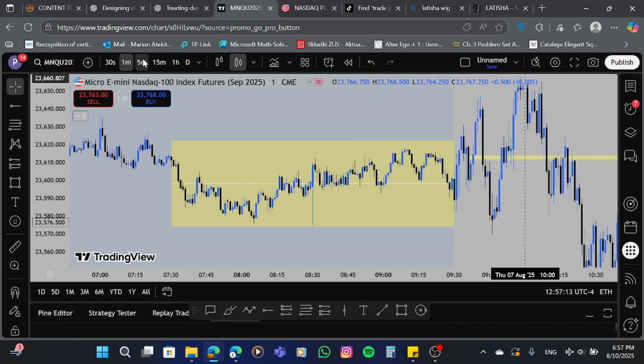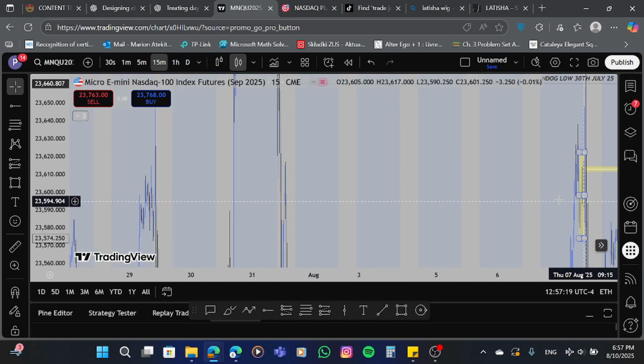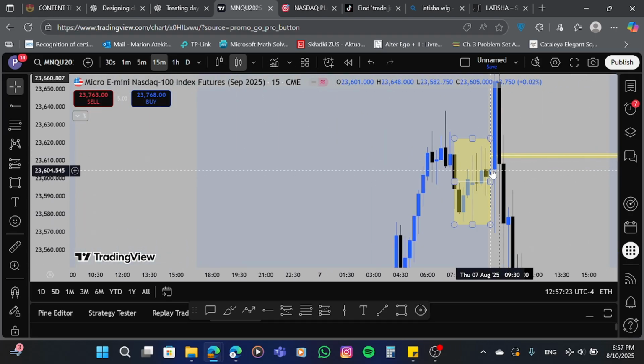So if we can go back to the 15-minute time frame after the New York Open, it's very clear to see that we now have this manipulation higher coming from a very tight range. So that was our manipulation higher.